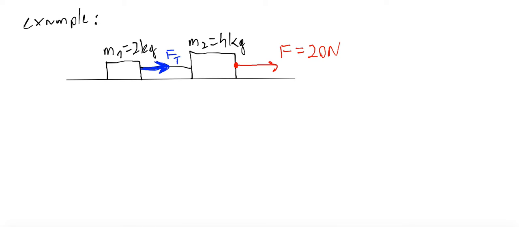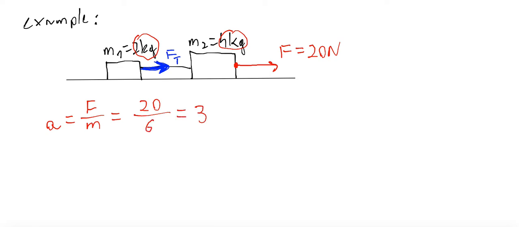Okay, first of all, you have to calculate acceleration of the system. Acceleration is F over overall mass. Force is 20. Mass is 2 plus 4, so in this case it's 6. So acceleration is 3 and 2/3 meters per second squared.